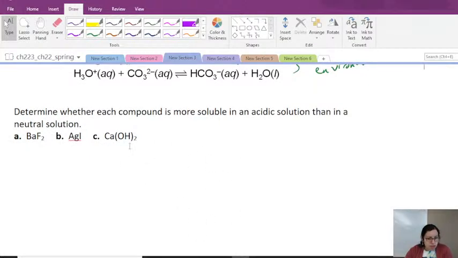All right, so take a minute or so and determine whether each of these compounds is more soluble in an acidic solution than in a neutral solution.